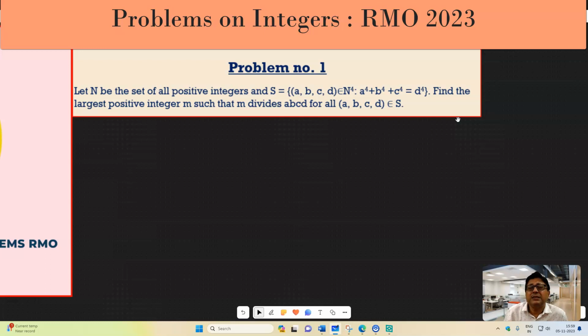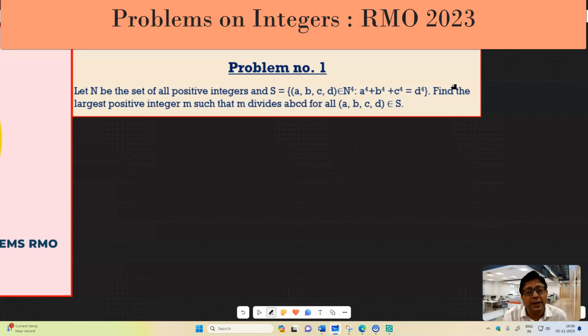Those who are in class 8, 9 or 10 level haven't done the Cartesian product. But remember, whenever this kind of symbol is given, these numbers A, B, C, D are being taken from the set of natural numbers. Maybe 3 numbers, then you will write N cube. Maybe 2 numbers, we will write N square.